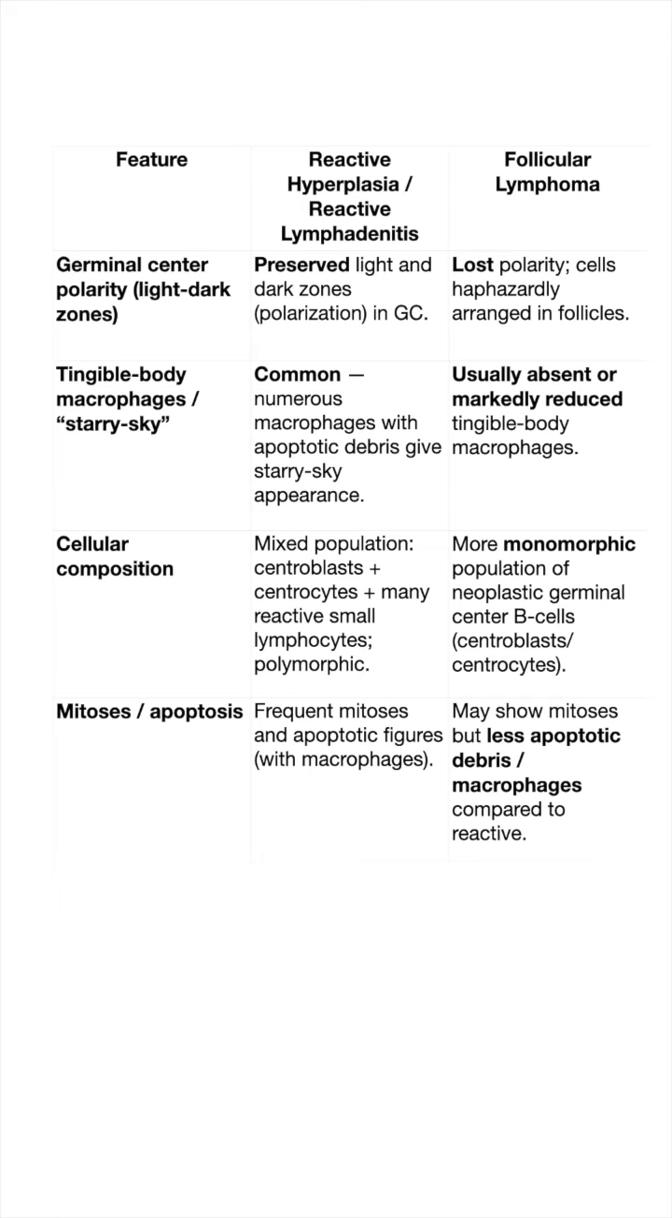So, what do we do? How do we differentiate these two? You can see in our case, there are haphazardly arranged follicles with hardly any gap between the follicles, and there is absence of mantle zone. There are usually absent or reduced tingible body macrophages, and most of these cells appear monomorphic in population.